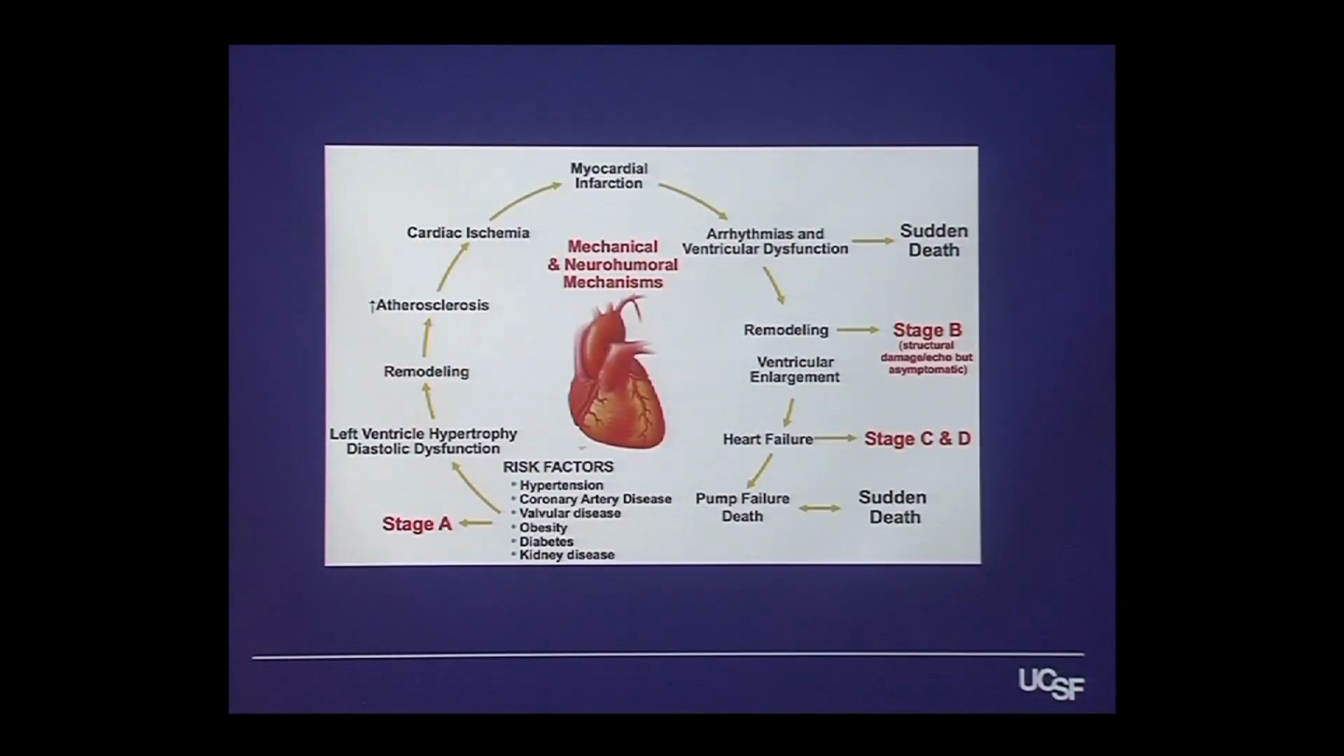So this slide goes over the pathophysiology. I'll simplify it, but I think it brings out a good point that it starts with prevention. So you have these preventable diseases: high blood pressure, blockages in the heart, valvular disease, or abnormalities of the valves in the heart, obesity, diabetes, etc. So you're trying to optimize these conditions.